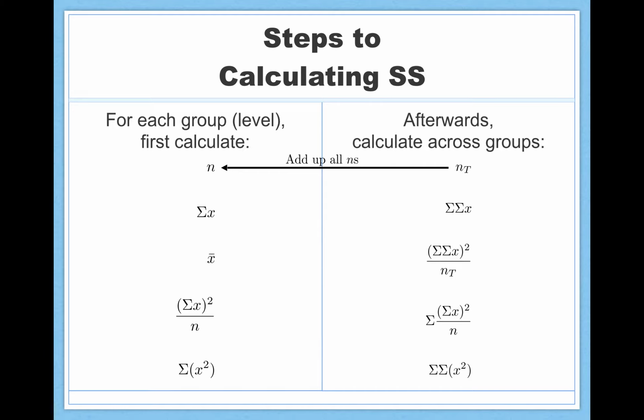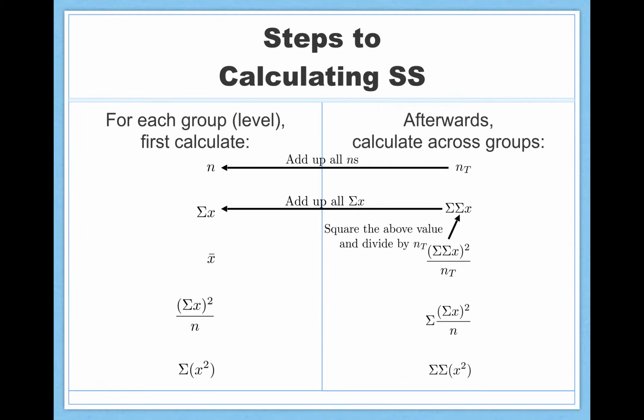This is also where we get sigma sigma x, right? We already have all the sigma x's for each group, so to find sigma sigma x, we add up all the sigma x's. So just to visualize this, imagine you have the sum of the values for group 1 plus the sum of the values for group 2 plus the sum of the values for group 3. That's where you get sigma sigma x.